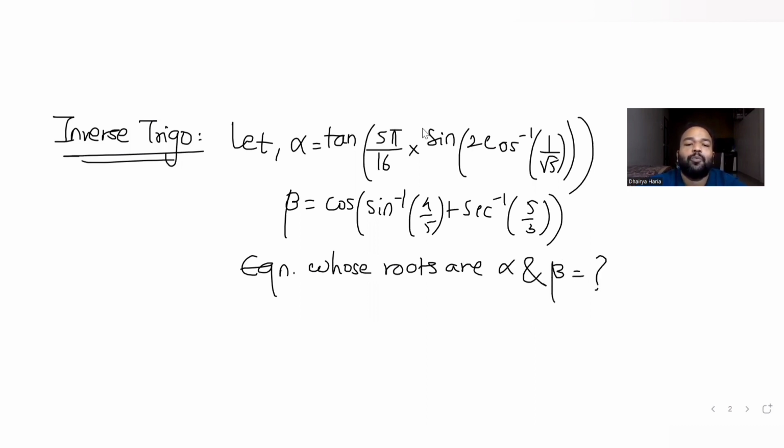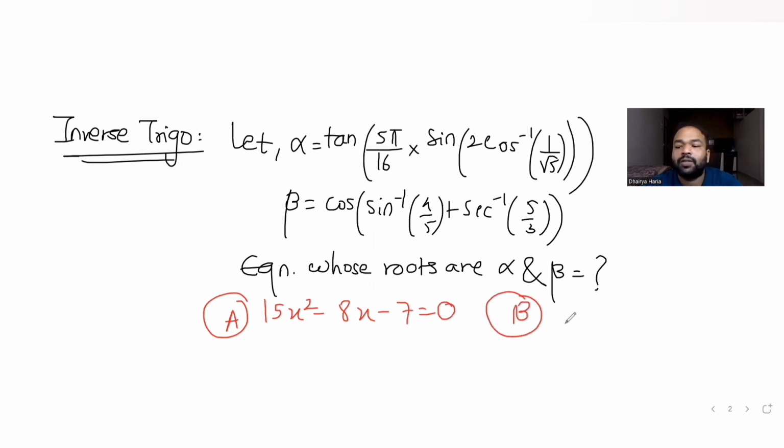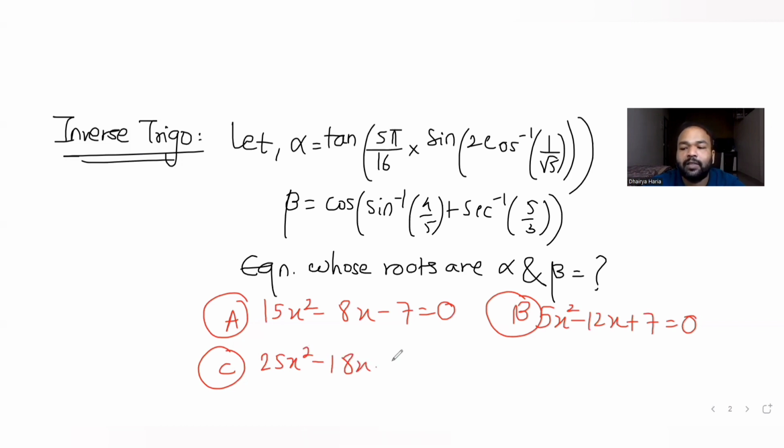Now, the options given to us for this question are: 15x square minus 8x minus 7 is equal to 0. The second option is 5x square minus 12x plus 7 is equal to 0. The third option is 25x square minus 18x minus 7 is equal to 0. And the last option is 25x square minus 32x plus 7 is equal to 0. So we need to figure out which one of the four options is the correct answer.